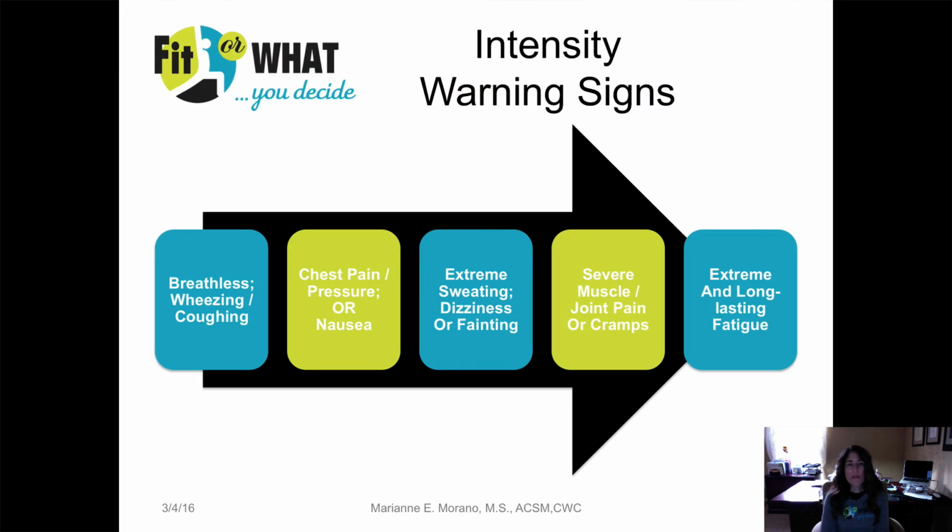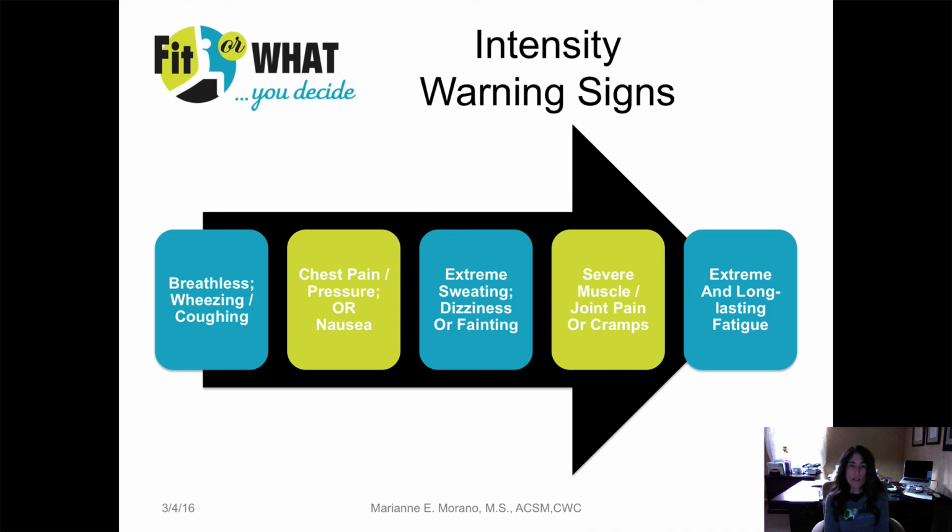So now we have to look at some of the warning signs that come with intensity. Remember what I said earlier, that it's very important to challenge ourselves, but we don't want to over challenge. When we over challenge, we overtrain. Overtraining leads to burnout. Burnout can lead to injury. And you just don't feel good. You don't even want to work out anymore because you're just exhausted and everything is hurting.